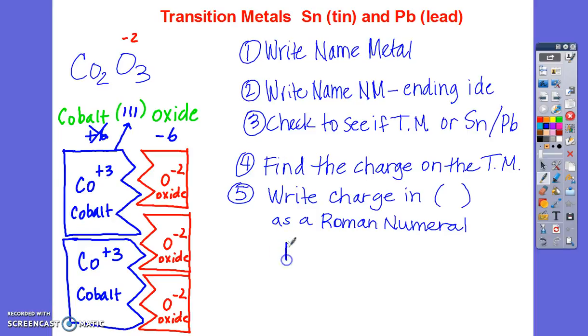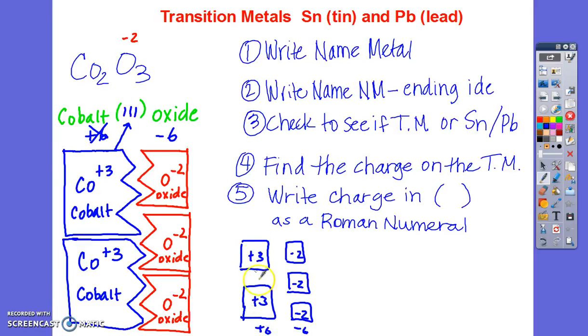Simply, you can just do boxes. You would have 3 -2 oxygens. There's my 3 boxes, and there's my -2 in each. I have 2 for the cobalt, and I would just draw 2 big boxes. -6, +6. Divide. That first box is the Roman numeral that you're going to put in parentheses.